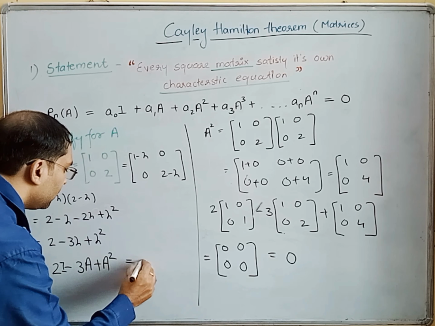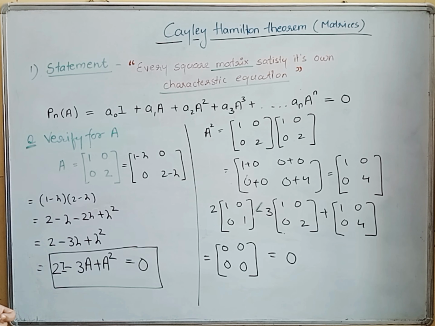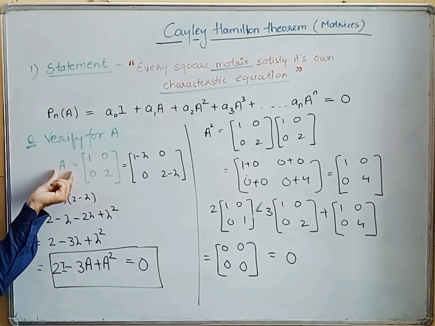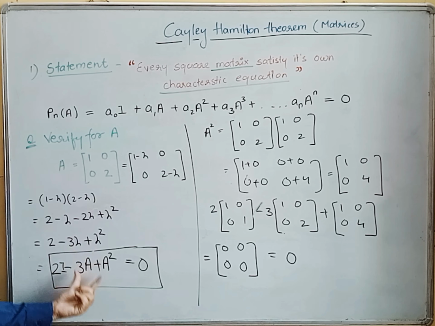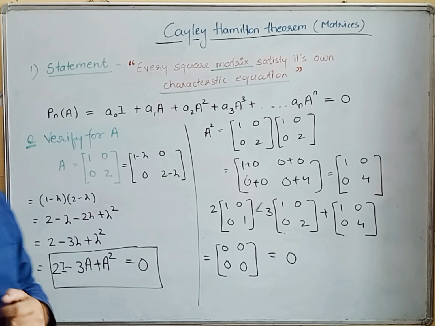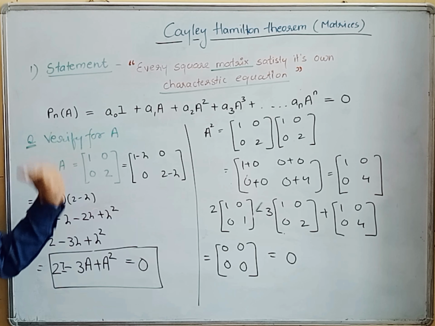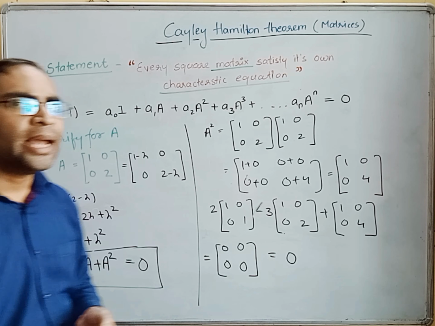So you can say we have verified the Cayley-Hamilton theorem, that this is true for the square matrix given here. This square matrix satisfies its own characteristic equation. This is the Cayley-Hamilton theorem. In the next lecture, we will see how we can find the inverse of a matrix using the Cayley-Hamilton theorem.